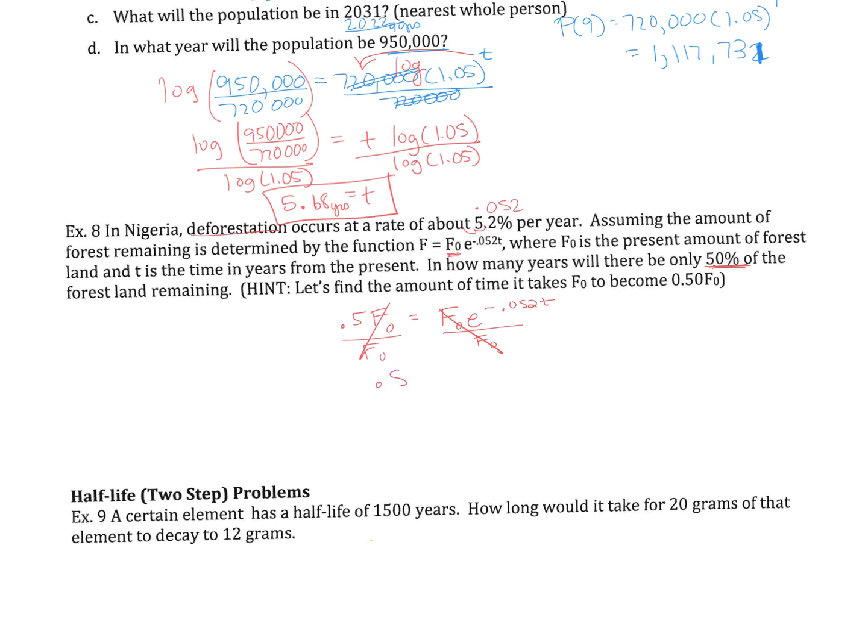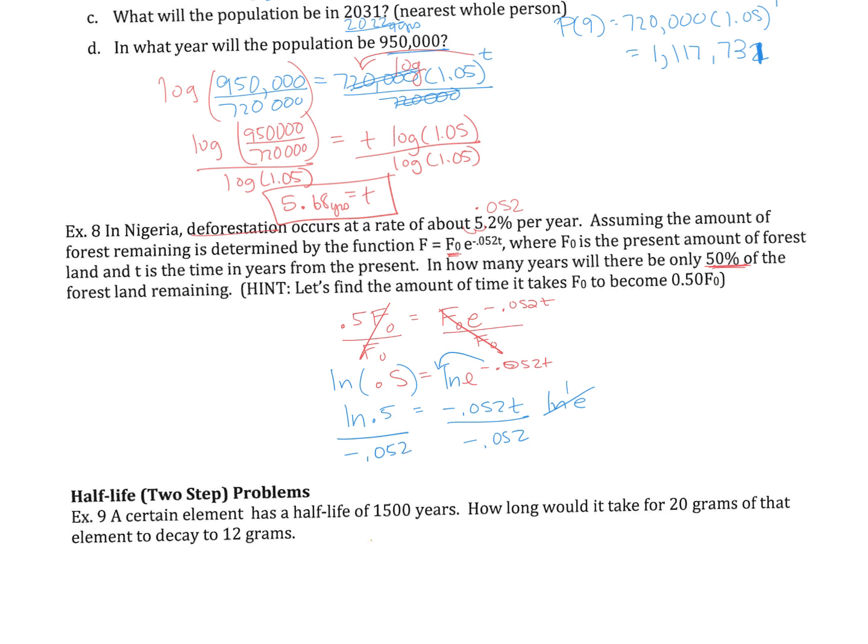And when I do that, I get 0.5 equals e to the negative 0.052t. So since I have an e, this is where you and I are going to take the natural log of both sides. The natural log of just the e. And that allows me to drop my exponent down in front. So I have natural log of 0.5 equals negative 0.052t times natural log of e, which we know cancels to 1. And to solve for t, I'm going to divide both sides by this negative 0.052.